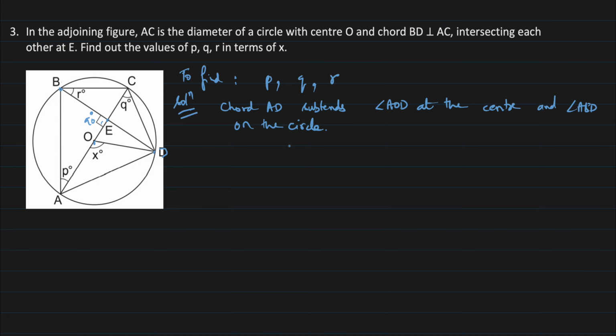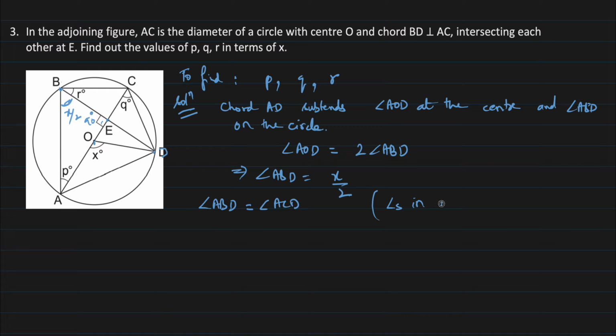So we have a theorem that angle AOD is equal to what? Twice angle ABD, right? So from this you can say ABD is how much? X by 2, right? So this angle comes out to be X by 2, okay? And from here angle ABD is equal to angle ACD. What is the reason, students? Angles in the same segment, fine.